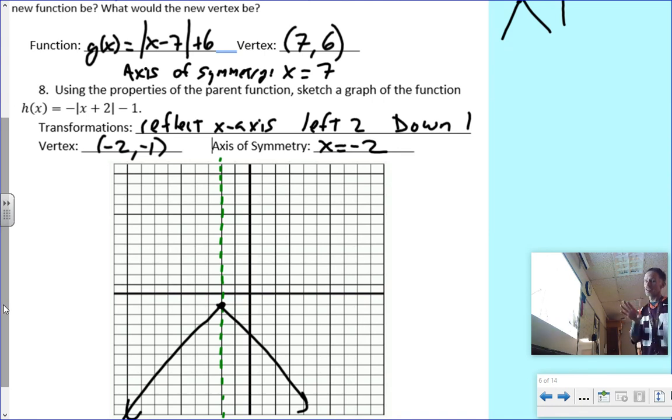Okay. That is transformations of absolute value functions. Make sure you know, again, the main thing, A, H, and K, know how to find the vertex, know how to find the new range, and the domain is always all real numbers.